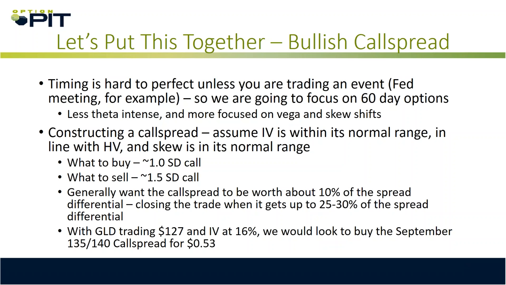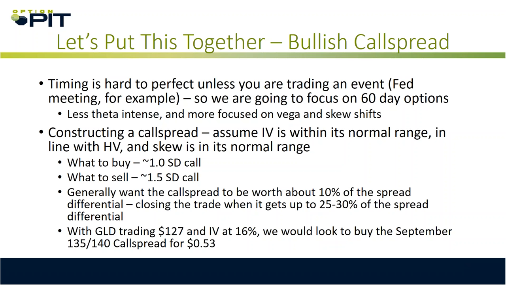In general, that call spread, if you buy that one standard deviation call and sell that 1.5 standard deviation call, it should be worth around 10% of the spread differential. What I mean by that is if we're looking at the 135-140 call spread, that's $5 wide. It should be worth around 50 cents. This is a way to get you guys a lot of leverage. Obviously, the maximum value is $5. If you're getting it at 50 cents, you've got some good upside.